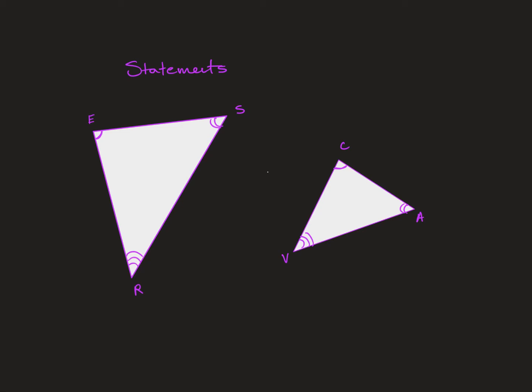Like a similarity statement. Now, I could pick any combination of letters. Let's just use RSE. And I want to talk about triangle RSE. And I'm going to just use a squiggly to say that's similar. I'm not going to use equal because they are not equal. They're not equal in size, but they are similar in shape, so we use the squiggly.